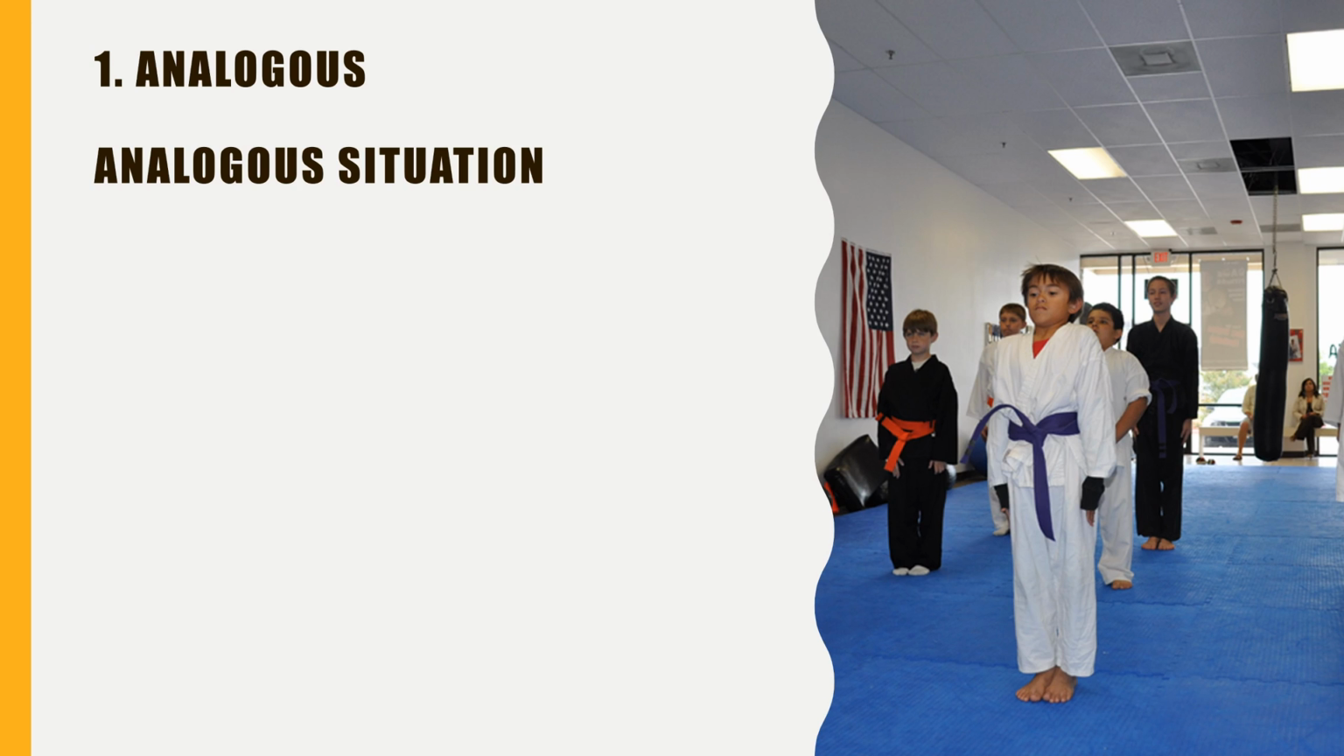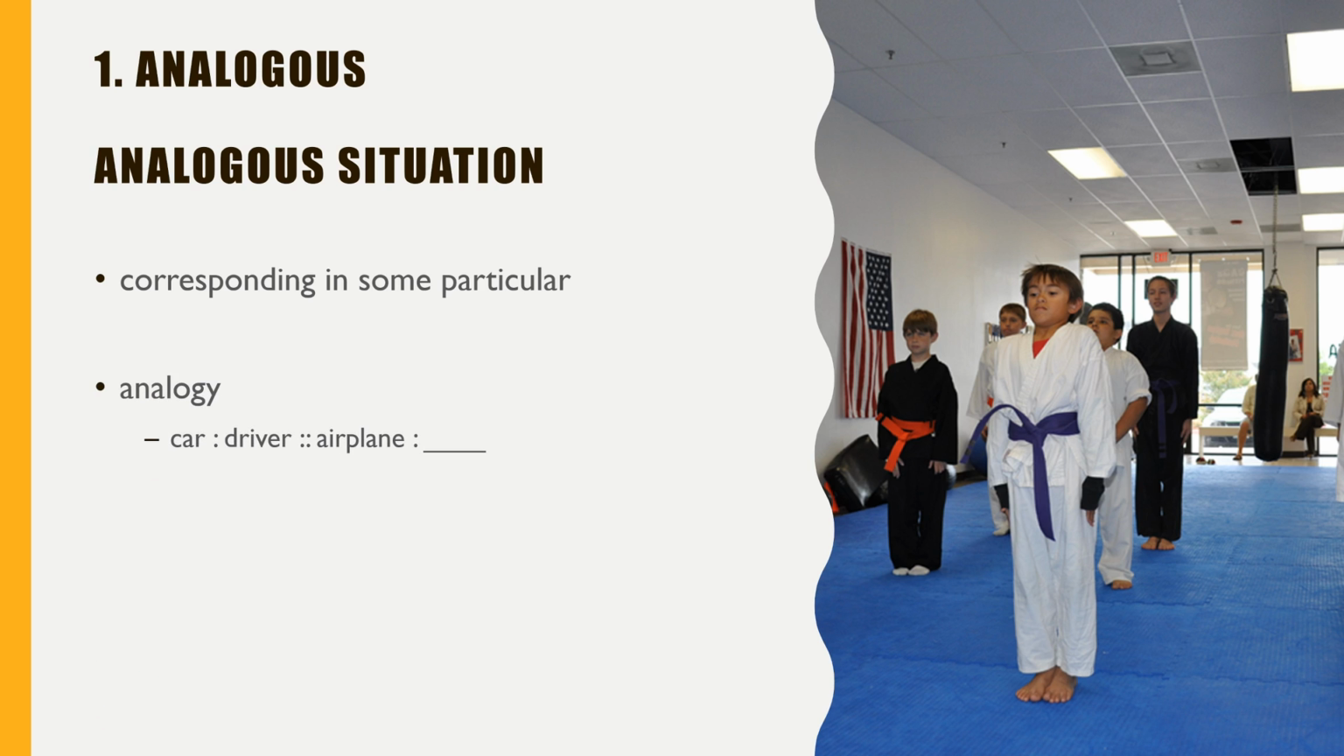Analogous. Analogous situation. It's a situation that is corresponding in some particular. That means it's similar to some other situation. So these two situations are similar or comparable. It comes from the word analogy. Analogy is a comparison of relationships or similar things.